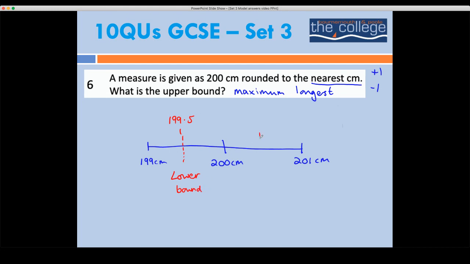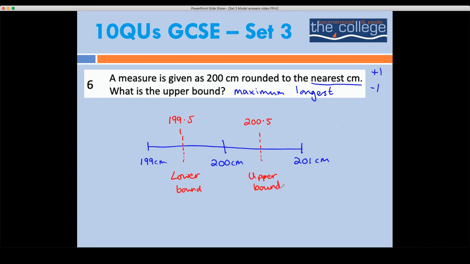Same on this side, we go bang in the middle. Halfway between these two is 200.5. And this is what we call the upper bound. Now you might be saying, but if you had 200.5, you would round it up to 201.